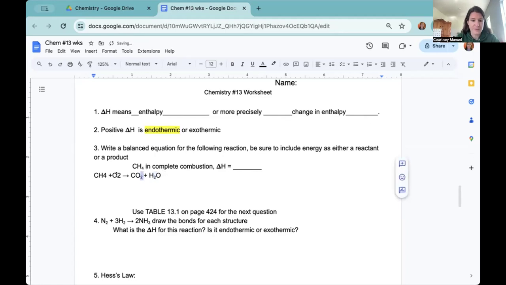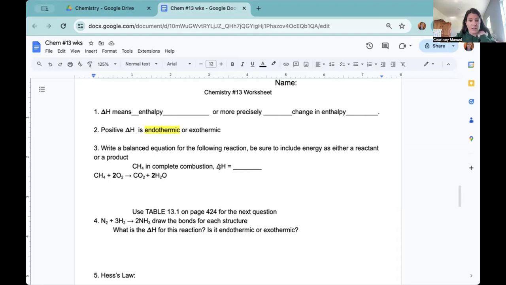The next step is balancing this equation. So C's are already balanced. That's easy. The next thing I'm going to do is H's, and there's 4 H's on the left and 2 on the right. So I'm going to give this a 2, make it nice and bold so you can see it. Now that gives me 2 oxygens from carbon dioxide and 2 oxygens from water. So I also need a 2 right there. We are now balanced.